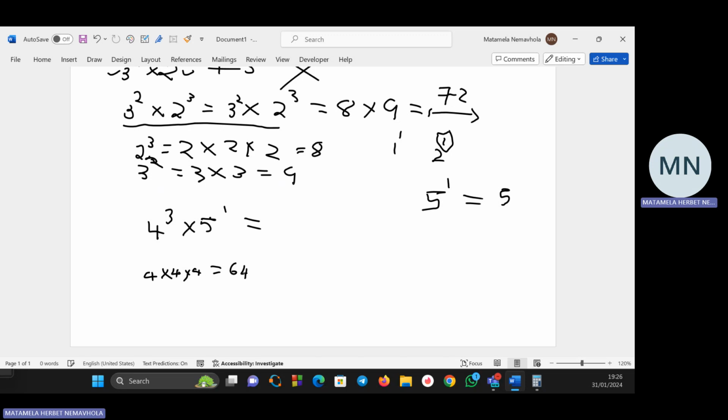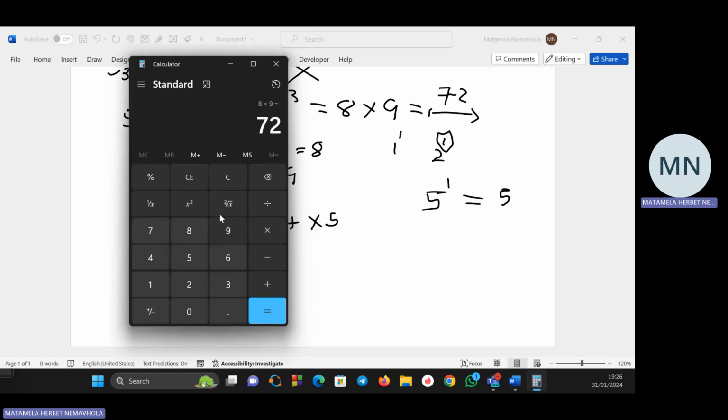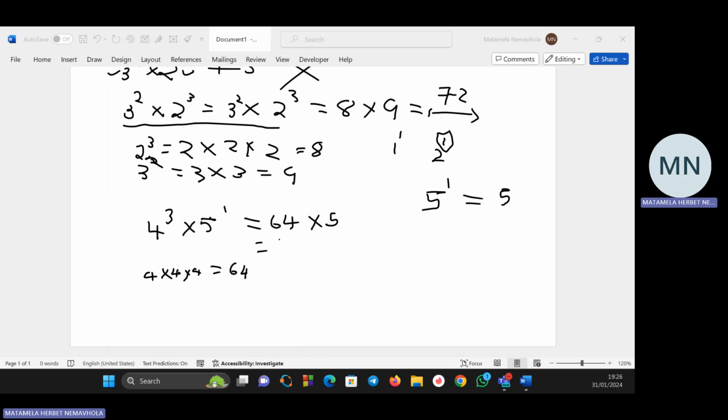And 5 to the power 1 is the same as 5. So which means it's going to be 64, you multiply it by 5. When you multiply 64 by 5, you can use your calculator. 64 multiplied by 5 is going to equal 320. So the answer is 320.